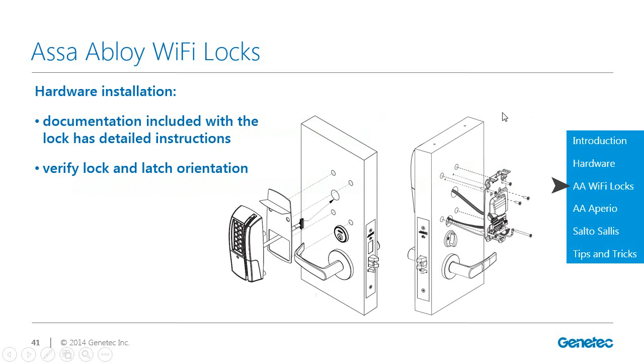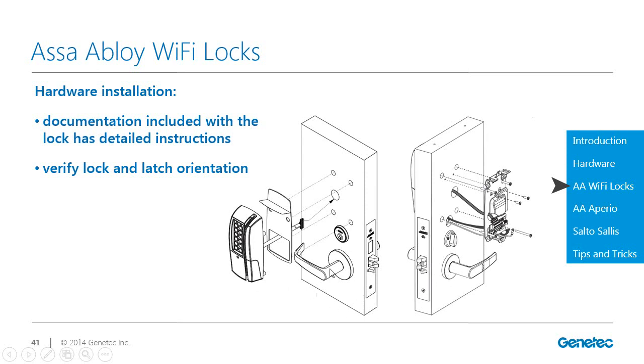Take a look at the documentation that came with the lock for the actual hardware install, but in general there are very few holes to drill, mostly just for the cables connecting the modules on each side. You just need to make sure that the lock is configured to have the right orientation. So the inside has the battery compartment, and the outside has the lock reader, like in this case, and the latch is facing the right way as well.